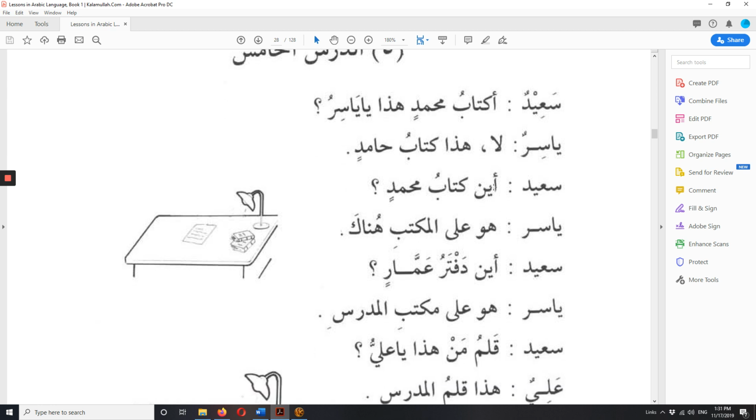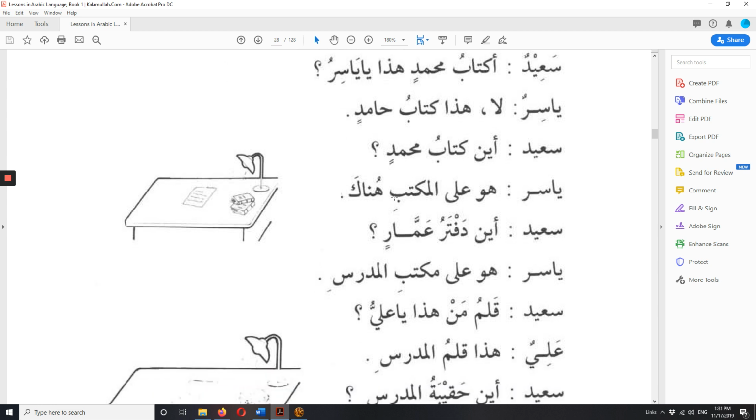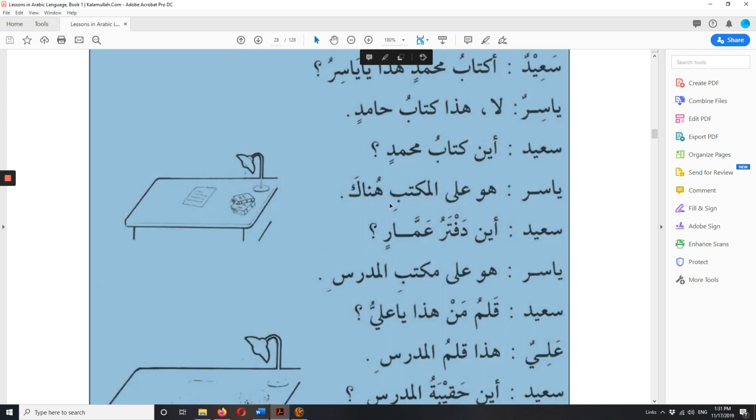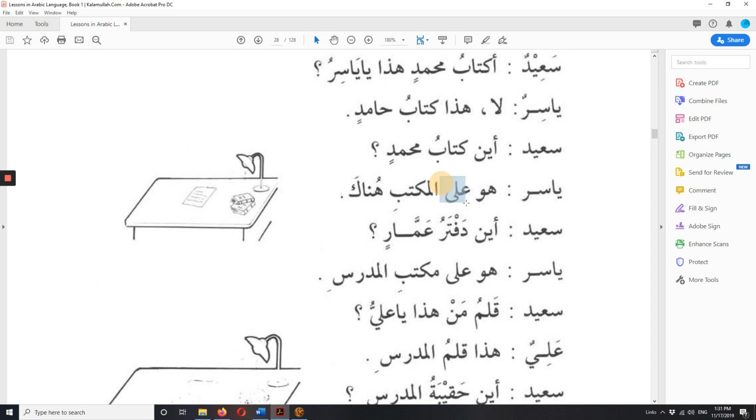Sa'id says, Aina kitabu Muhammadan. Where's Muhammad's book? Yasir says, Huwa, meaning it, the book, Huwa ala al-maktabi hunaka. It is on the desk over there. And here we have al-maktab. Al-maktab has a kasra. Why is there a kasra here? See that kasra? Because ala is what's called an amal.